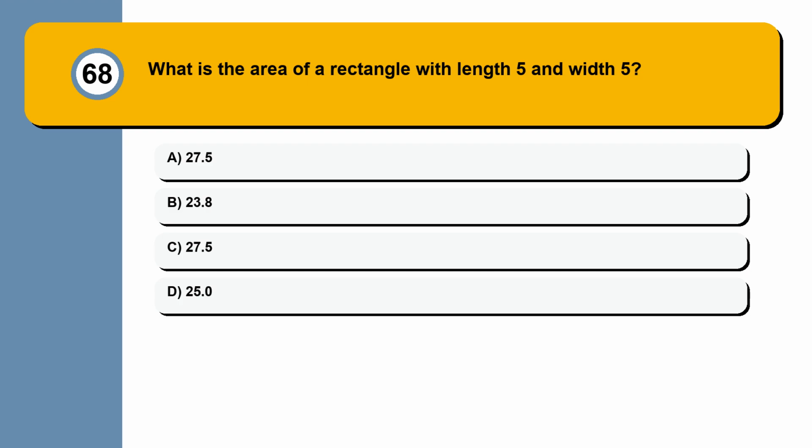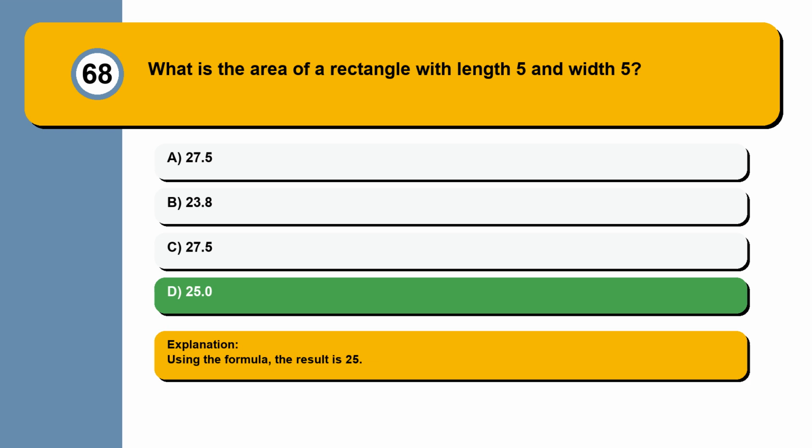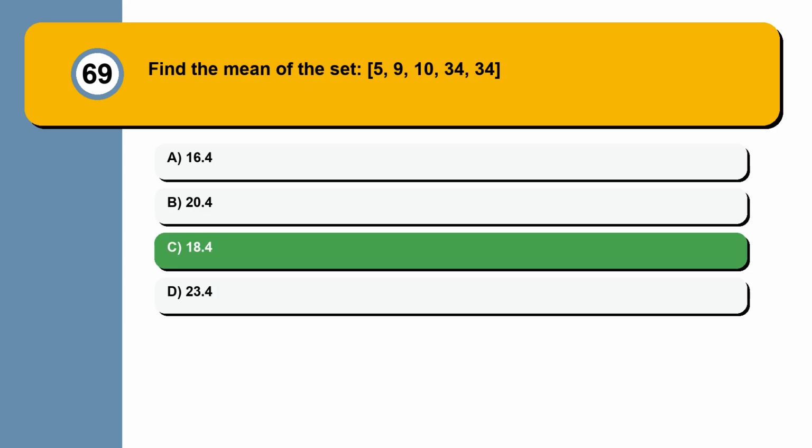Question 68. What is the area of a rectangle with length 5 and width 5? 27.5, 23.8, 27.5, 25.0. Using the formula, the result is 25. Question 69. Find the mean of the set 5, 9, 10, 34, 34, 16.4, 20.4, 18.4, 23.4. Calculated result is 18.4.